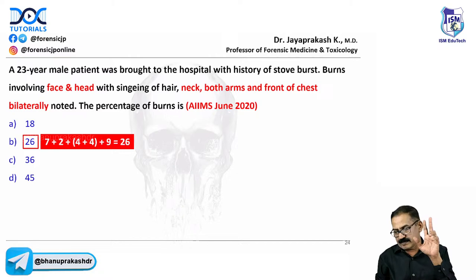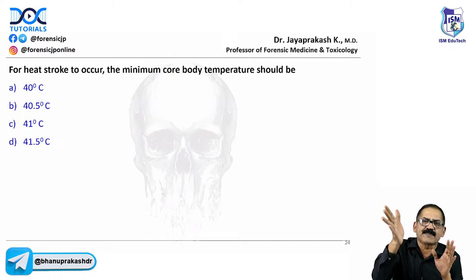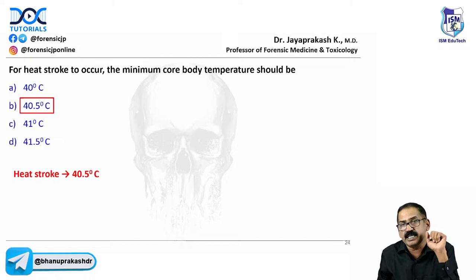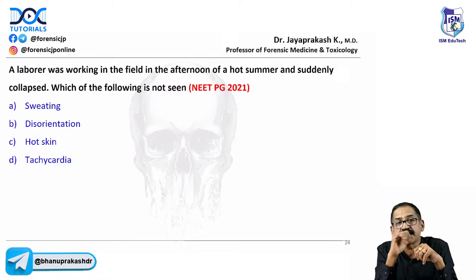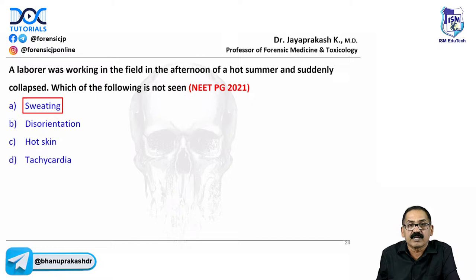What is the core body temperature in case of heat stroke? Different books give differently, so I want to clarify. As per Harrison, heat stroke 40.5 degrees centigrade. You remember 2 points here. Number one, body core temperature is 40.5 degrees centigrade in heat stroke. Number two, sweating is absent in heat stroke. There is no sweating in heat stroke. Remember that. Okay.